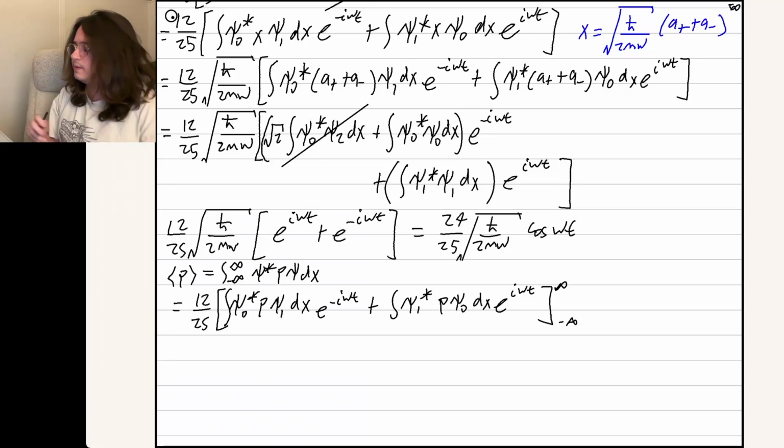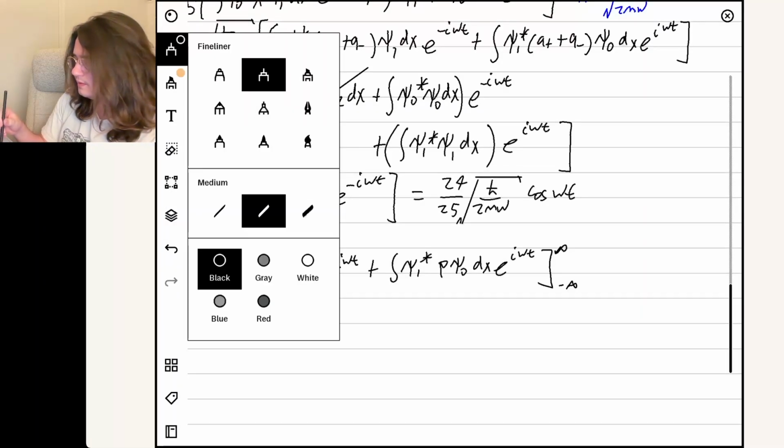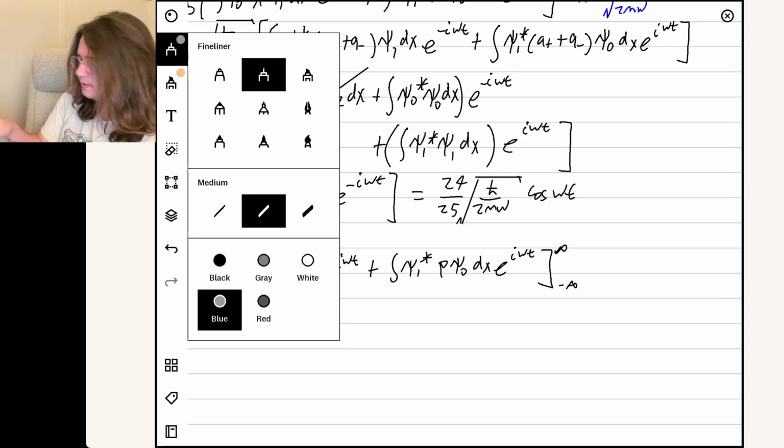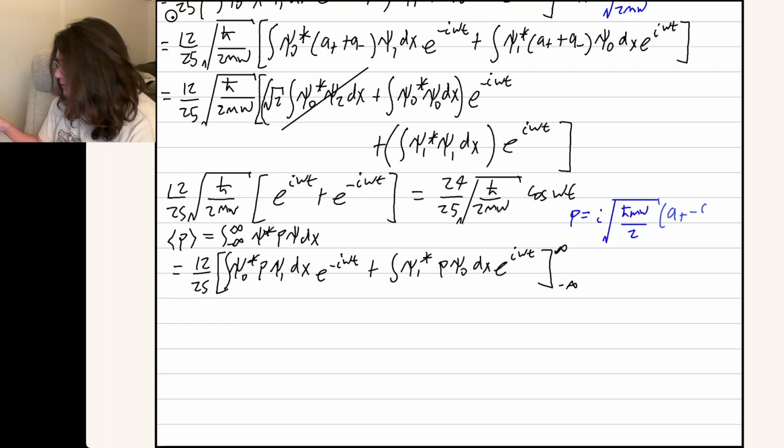So what makes this different is you can change the momentum operator into a different thing, which is just I times the square root of h bar m omega over 2 times now the difference between the raising and lowering operators.